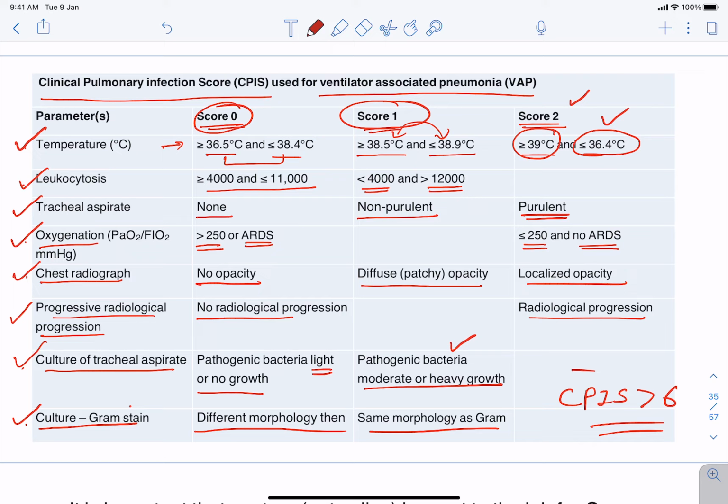This particular score involves all these parameters: temperature, leukocytosis, tracheal aspirate, oxygenation, chest radiograph, radiological progression, culture of the tracheal aspirate, and culture and gram stain discordance. This is regarding the VAP diagnosis.